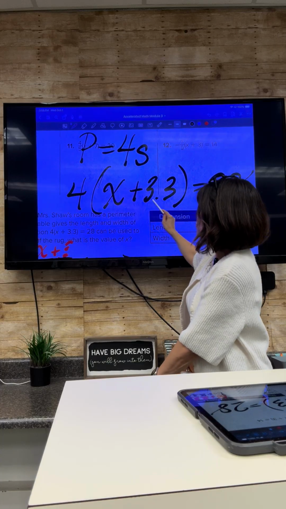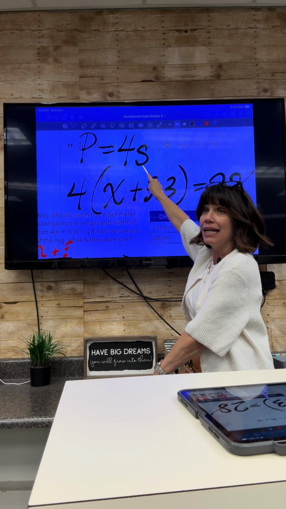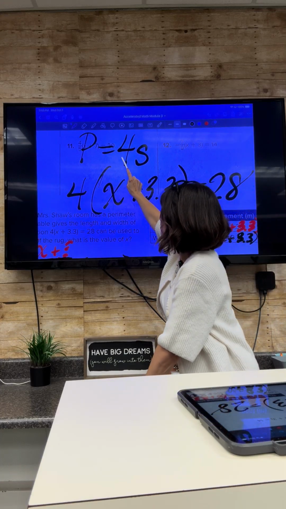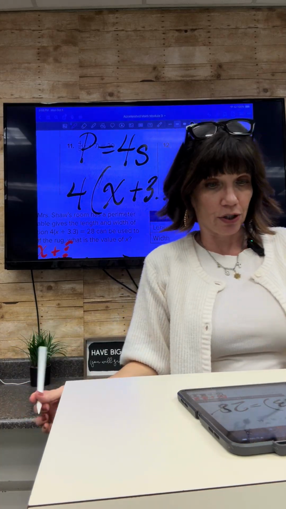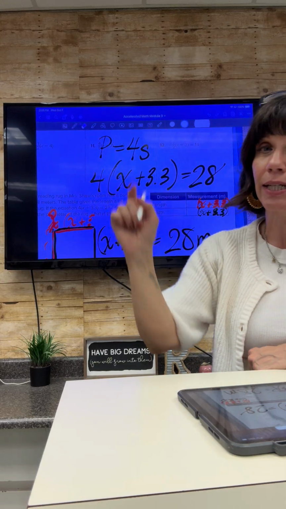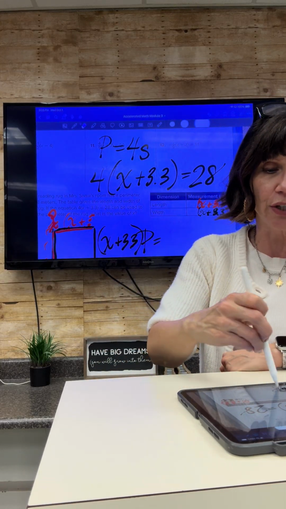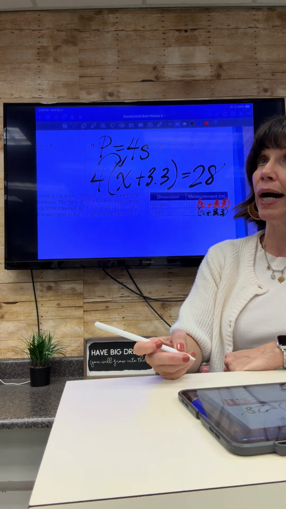What does x plus 3.3 represent? The measurement of a single side. And when we do the measurement of a single side of a square and we multiply it by 4, class, what will we get? Perimeter. So in a moment, after you have written down, I'm not going to take you all the way to the solution here, but I am going to remind you, you're going to do 4 times what? Say it. X, which would equal what?